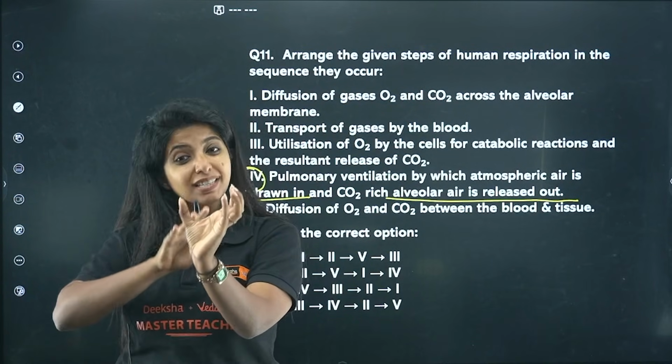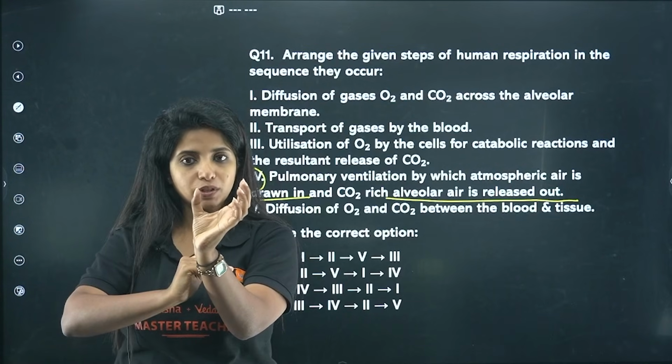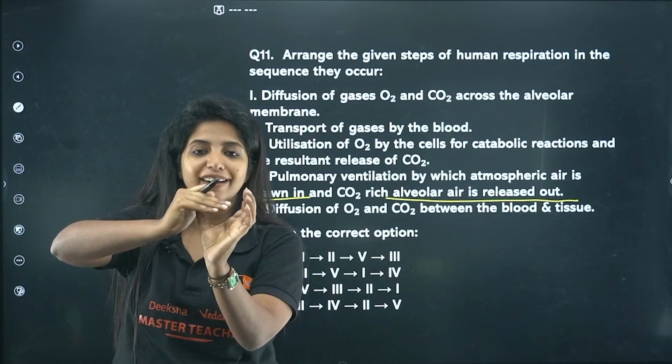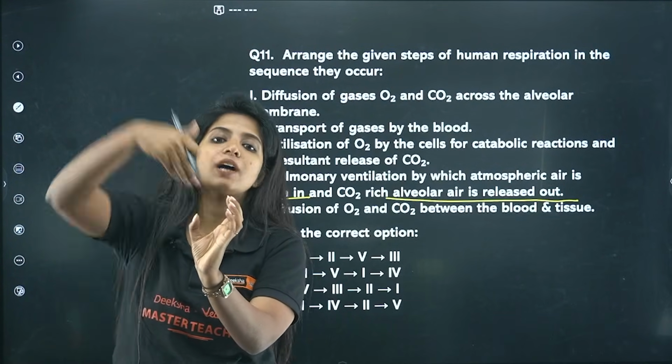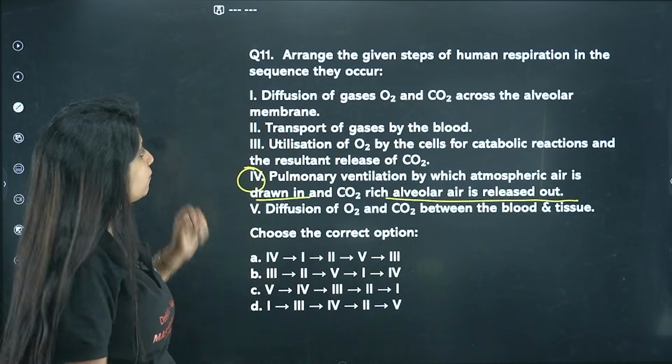In our blood, CO2 is still there, which has to be removed. So oxygen will be going inside, and the CO2 which is there goes into the alveolar space, because the next process will be breathing out. It will be going out then. Okay, so diffusion of gases O2 and CO2 across the alveolar membrane is done.